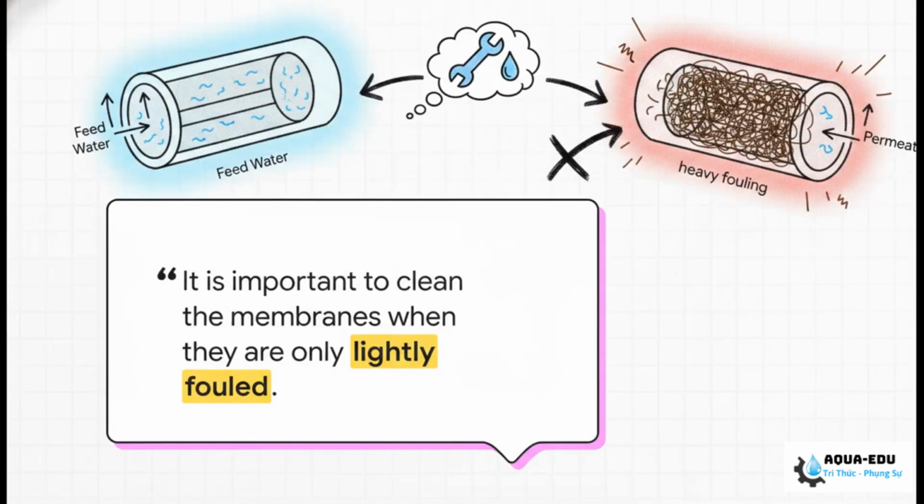I want you to hear this quote straight from the diagnostic manual. It explicitly warns, heavy fouling can impair the effectiveness of the cleaning chemical. It is important to clean the membranes when they are only lightly fouled. Look, if you wait until normalized performance drops by 30 or 40%, a chemical wash is practically useless. The system just cannot be fully recovered.